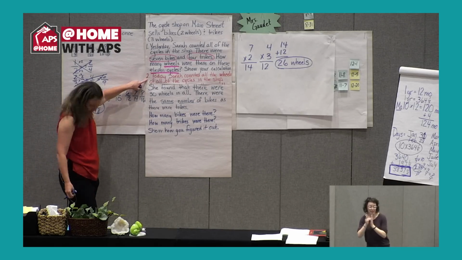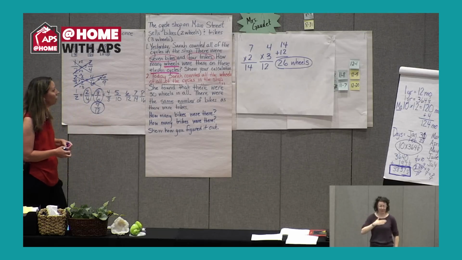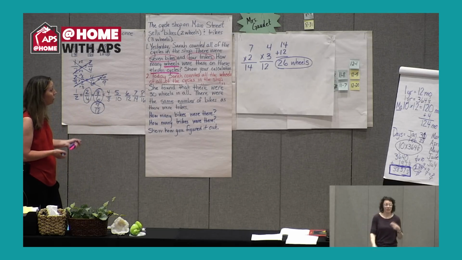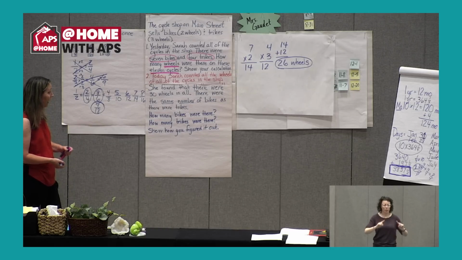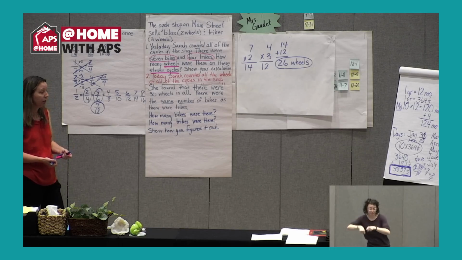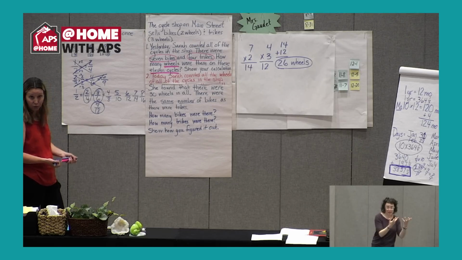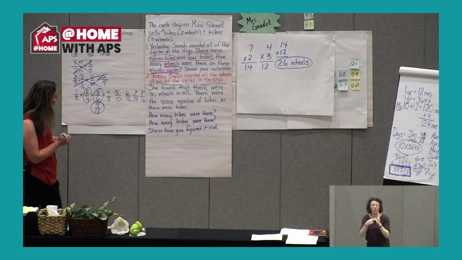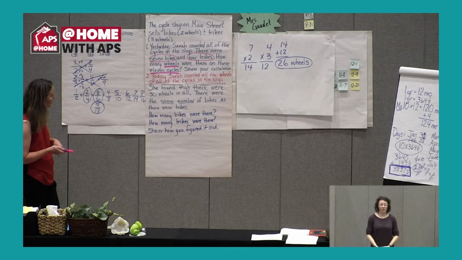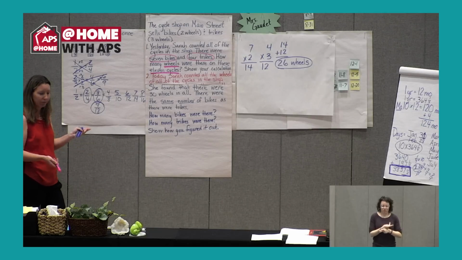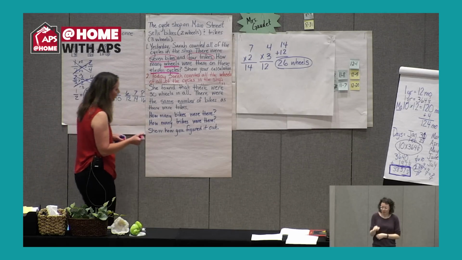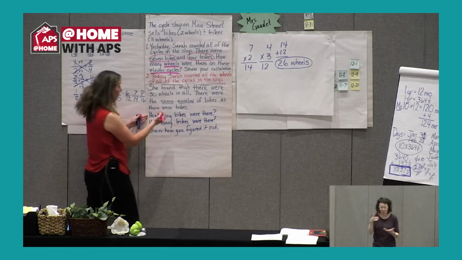So the second one, we have today Sarah counted all the wheels of all of the cycles in the shop. She found that there were 30 wheels in all. There were the same number of bikes as there were trikes. How many bikes were there? How many trikes were there? And show how you figured it out. So for this one, we got to circle and underline what we're solving. So let's first find out what do we need to solve for. So we need to solve for how many bikes?